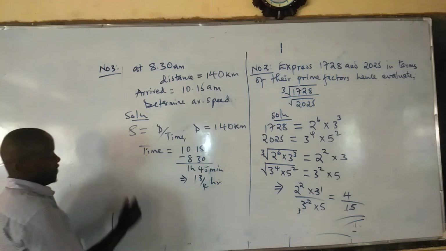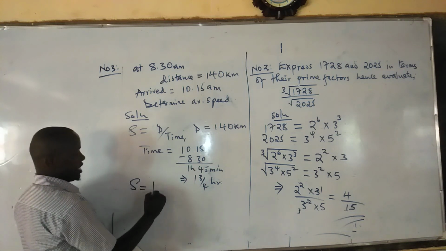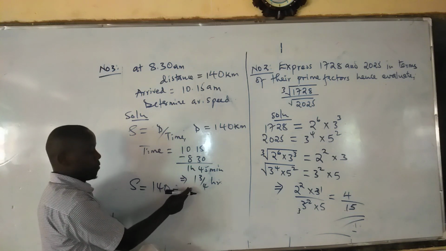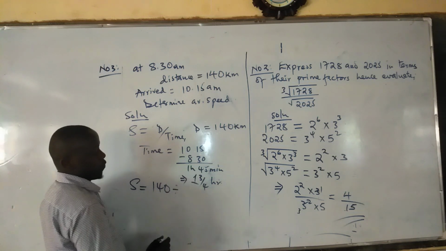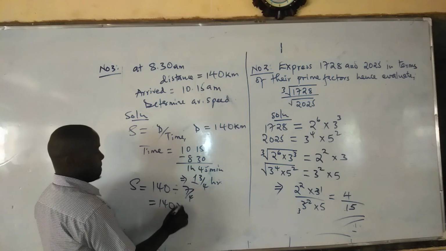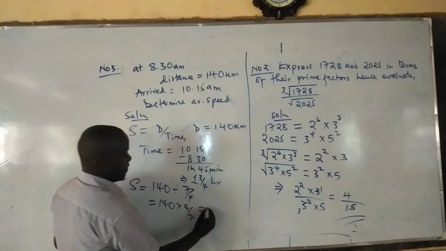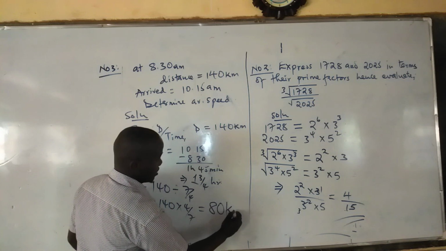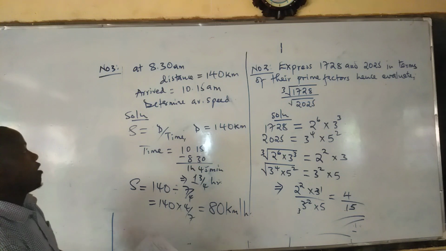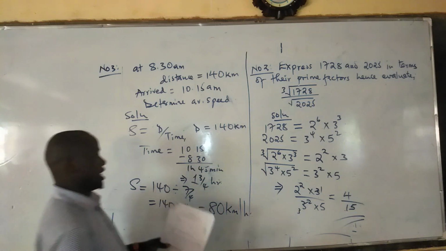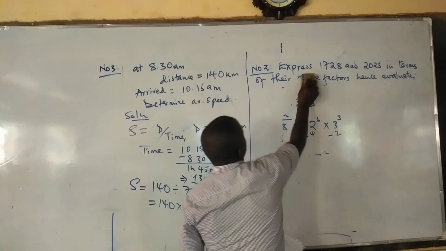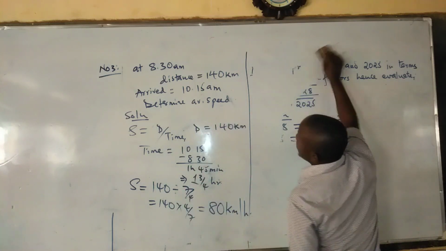Therefore, to get speed, we take a distance of 140 and divide with a time of, changing this to an improper fraction, 7/4, which will be 140 by 4 all over 7. This gives us 80 kilometers per hour. Therefore, the speed of Juma was 80 kilometers per hour. That is the speed at which he drove from his home to the aunt's home.